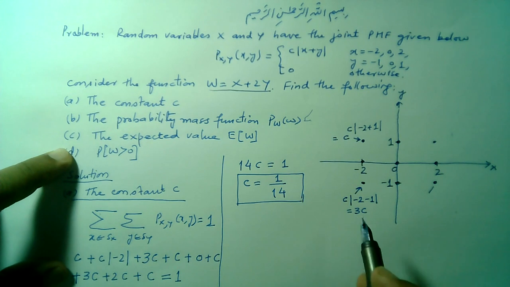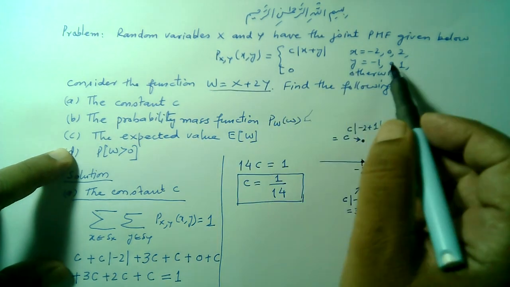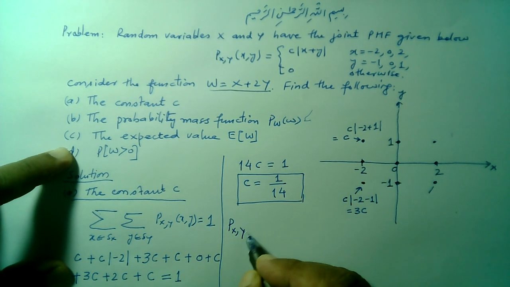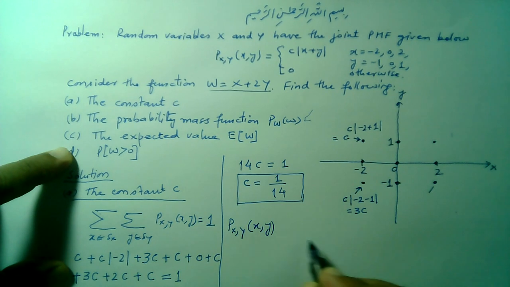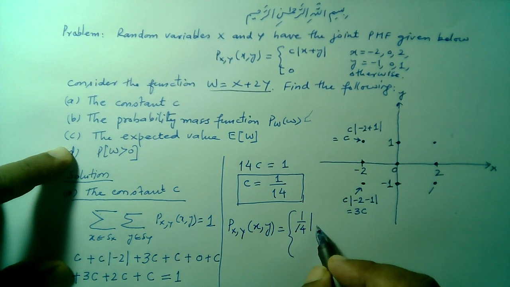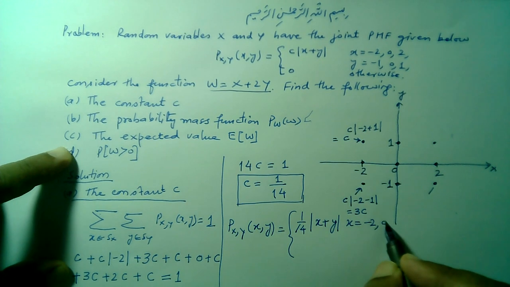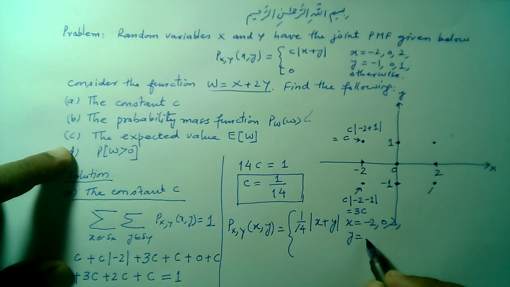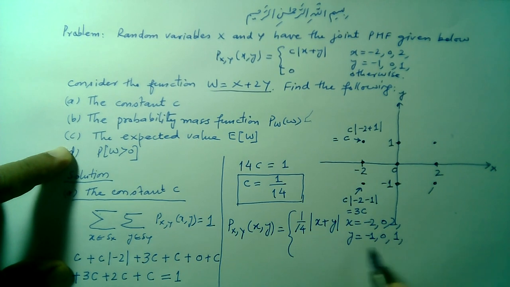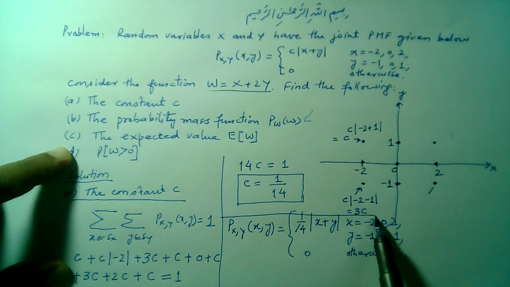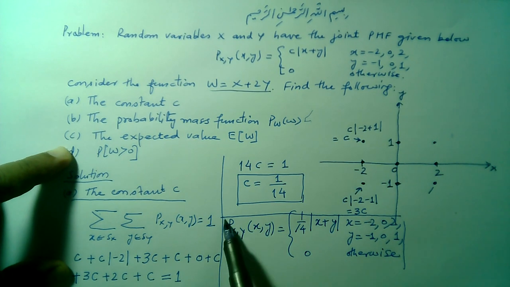Using this constant, we can now write the complete PMF along with the constant value to be like this. So this is 1 over 14 times the absolute value of x plus y, while x is equal to minus 2, 0 and 2, and y is equal to minus 1, 0 and 1, and this is 0 otherwise, right? So we have our joint PMF function here.